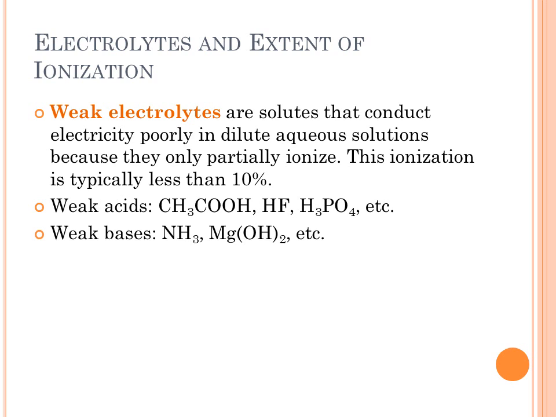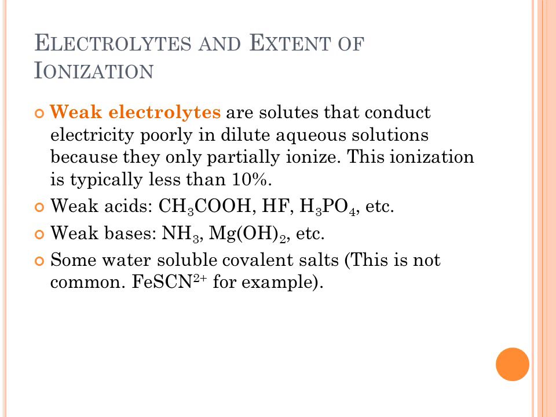Your weak bases, ammonia, some of your sparingly soluble metal hydroxides will ionize a little bit, and you get a little bit of basicity there. And some others. There's some water-soluble covalent salts, although that's not very common. Iron thiocyanate is a classical example of a cation anion pair that produce something that's a weak electrolyte.